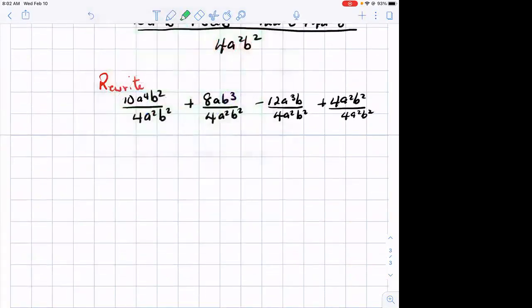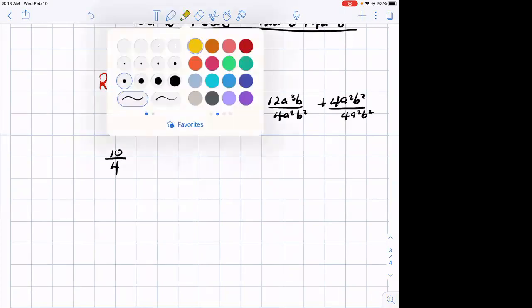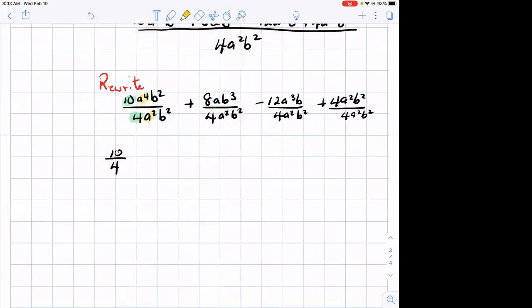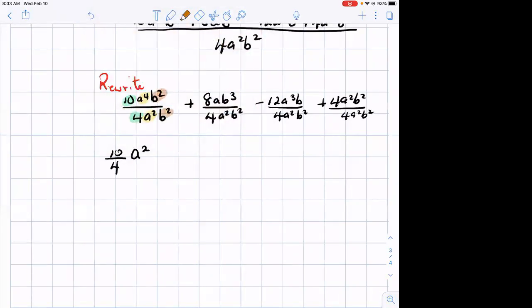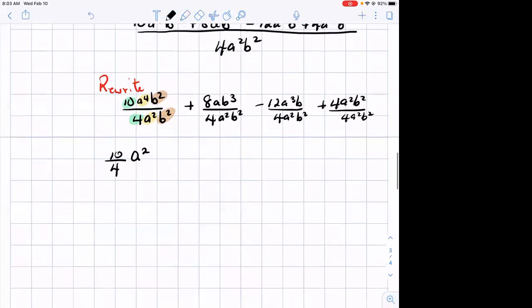Now 10 divided by 4. So that doesn't go evenly. So what I'll do is leave it as 10 over 4. And here we have a to the fourth divided by a squared. So that becomes a to the second. And then we have b squared divided by b squared. So we can either say they cancel out, or we can write b to the 0.